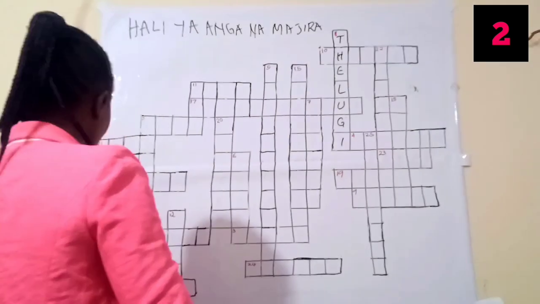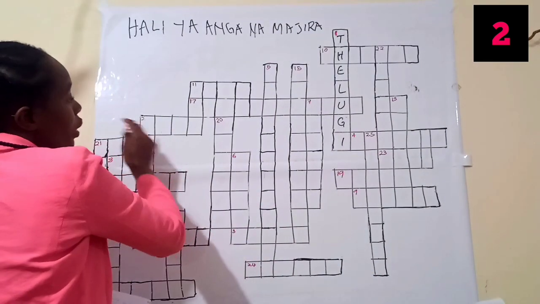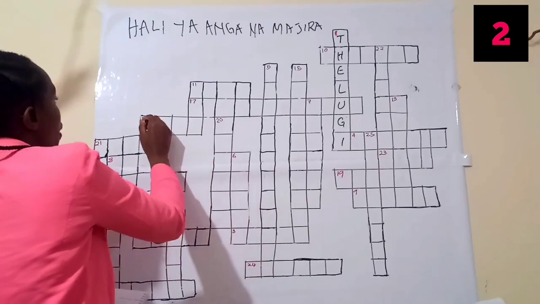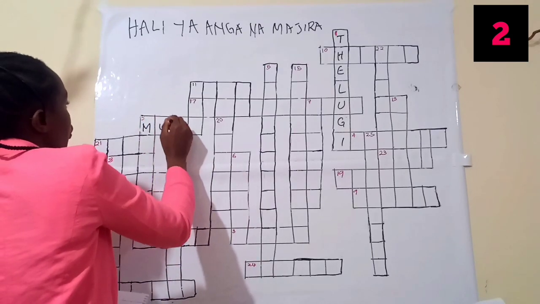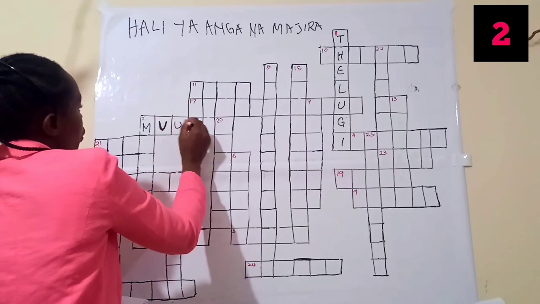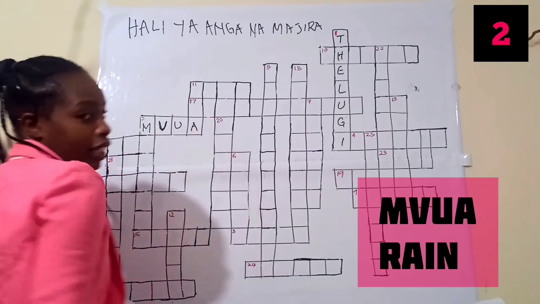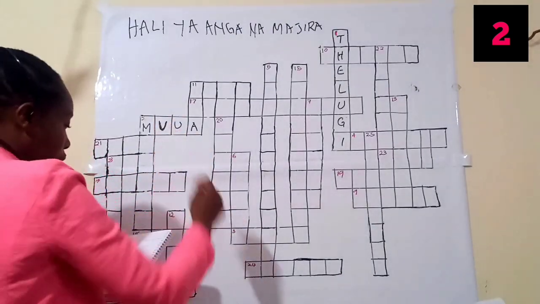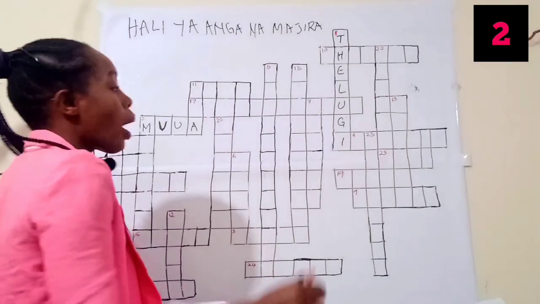Then our number two is rain. Number two across is mvua. This is V. Mvua. Rain.